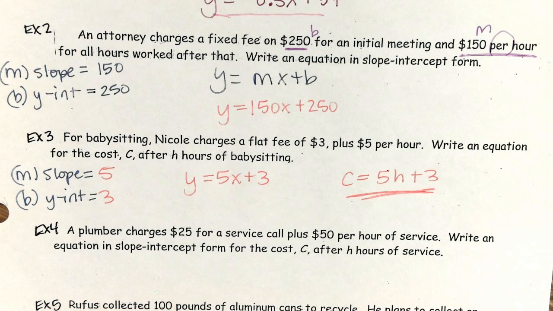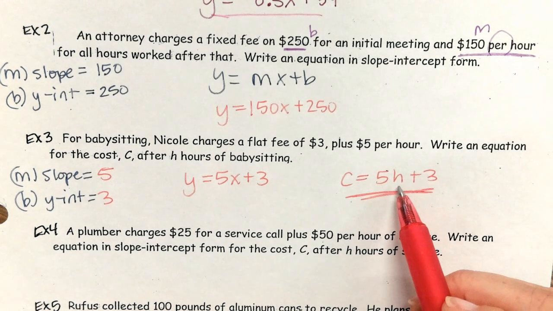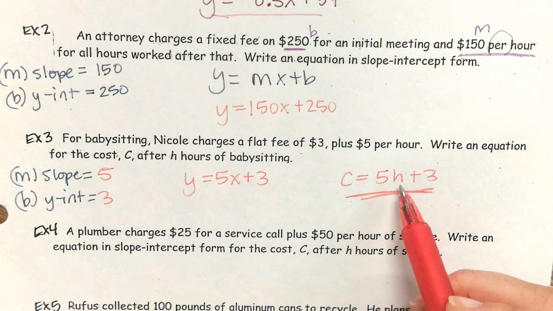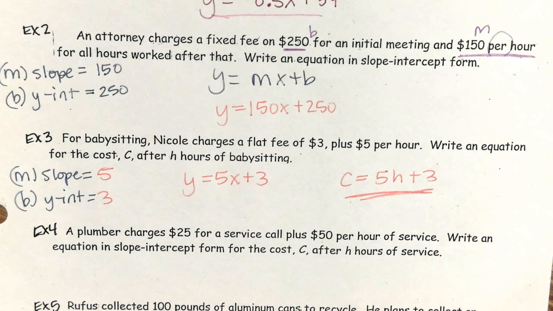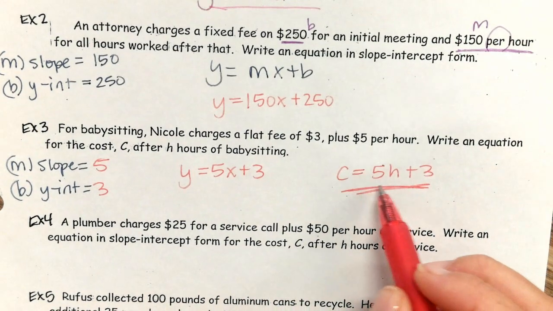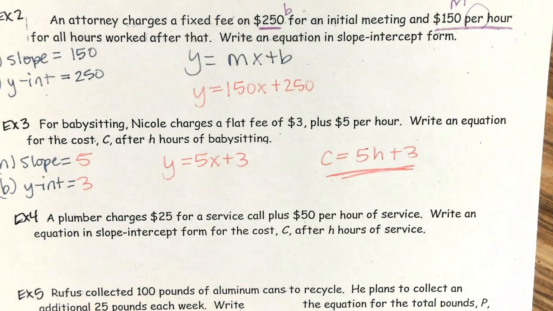So like, let's say I'm hiring Nicole to babysit, and I want to know, hey, if I'm gone for 6 hours, how much am I going to pay her? Then I would just plug 6 in for H. And I would do 5 times 6 plus 3, and that would tell me the cost I would have to pay her. It just makes more sense to use the variables that represent what you're talking about. Make sense?